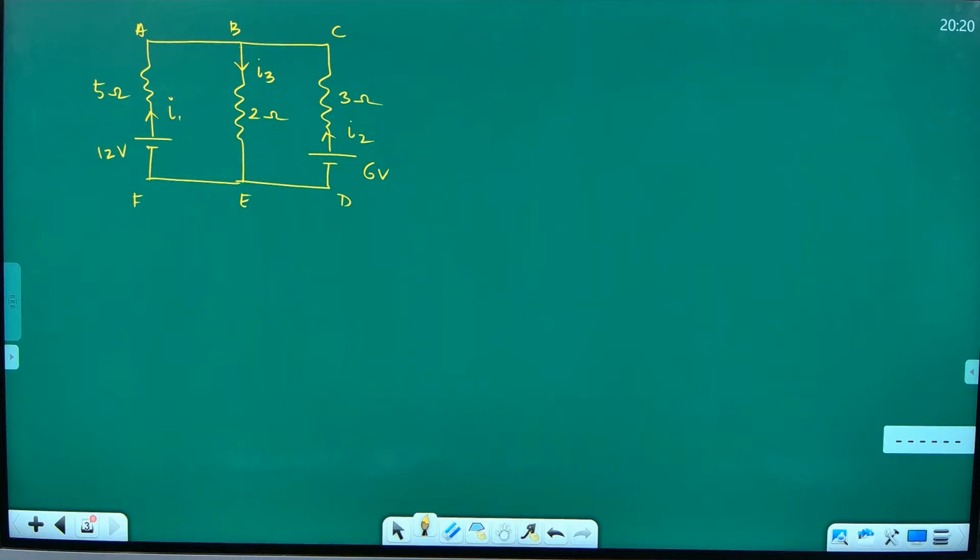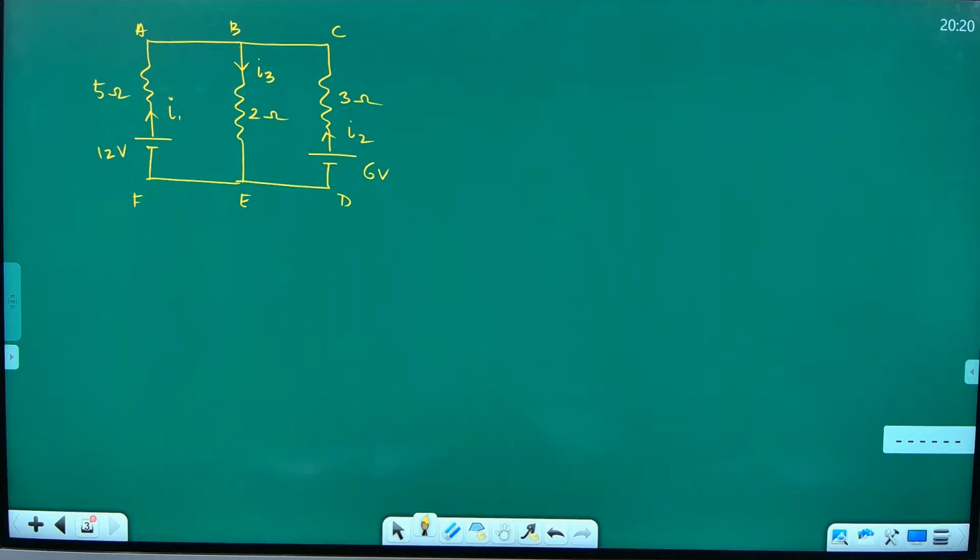See, a loop can never end with a different alphabet. A, B, E, F, A should come. So if you are moving A, B, E, F, A to B, nothing is there, B to E. So first you should write 2I3. Good habit, it's not wrong. 2I3. Then here plus 5I1. This is also correct. Is equal to, who will write? What will you write? Plus or minus?